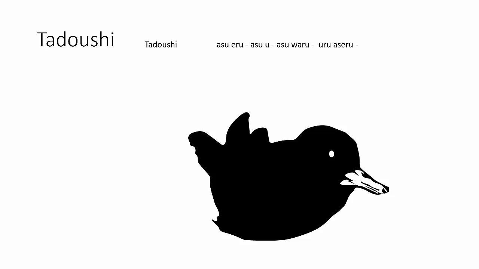So Tadoshi's song is asu eru, asu u, asu waru, uru, aseru. You can sing it as you like, and I'm sure there's some better mutton birds out there than me who can get this song really sounding like a mutton bird.